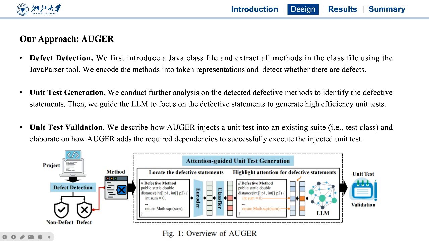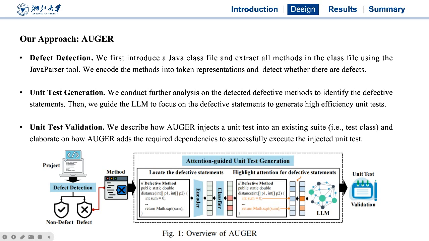In the unit test generation stage, we further analyze the detected defective methods to locate specific faulty statements. We guide a large language model to focus on these statements in order to generate more efficient unit tests. In the unit test validation stage, we describe how Augur injects the generated test cases into the existing test suite. We also explain how Augur adds the necessary dependencies to ensure that the injected tests can be executed successfully. Next, I will walk you through the details of each stage in Augur.